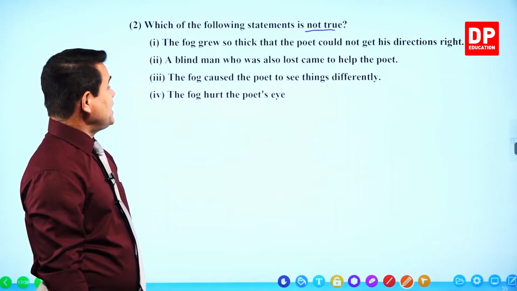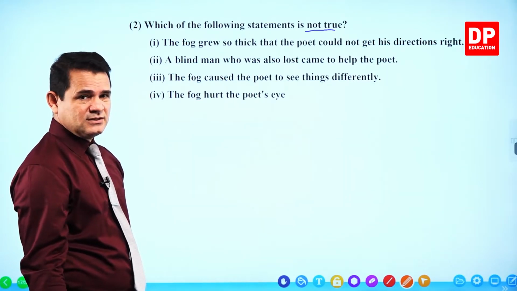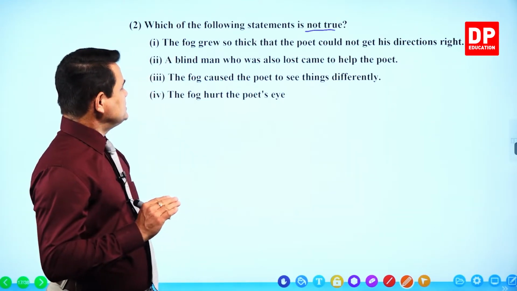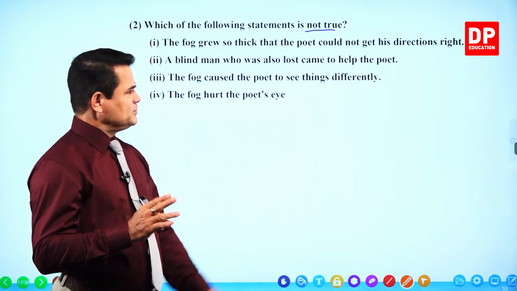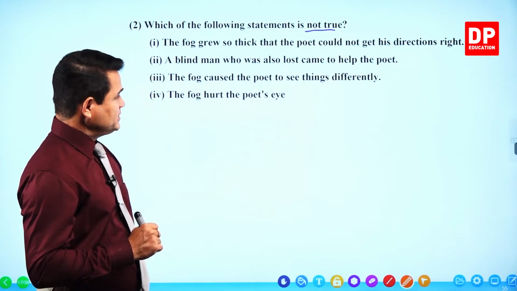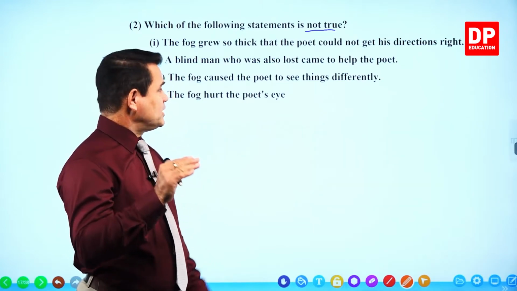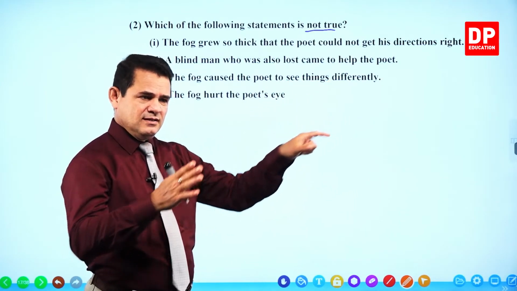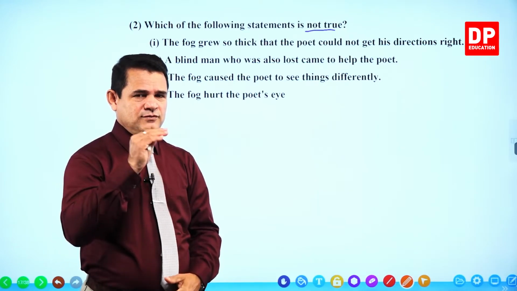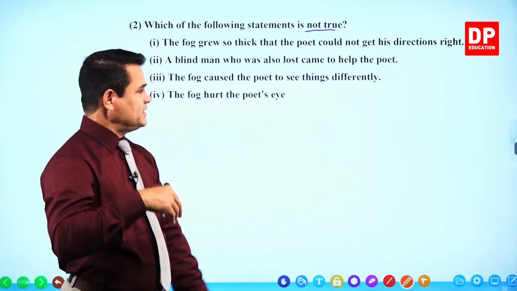Next one, a blind man who was also lost came to help the poet. A blind man came to help the poet? No. So it is not true. Let's read the other two as well. The fog caused the poet to see things differently. Yes, of course. Because of the fog, he saw lights like a heavenly glow. That's true.